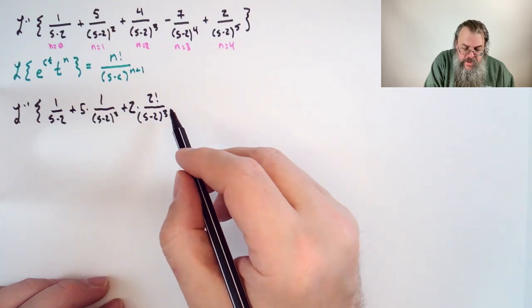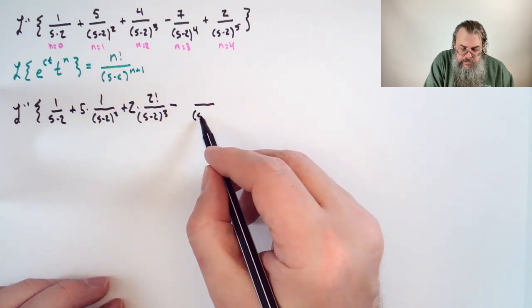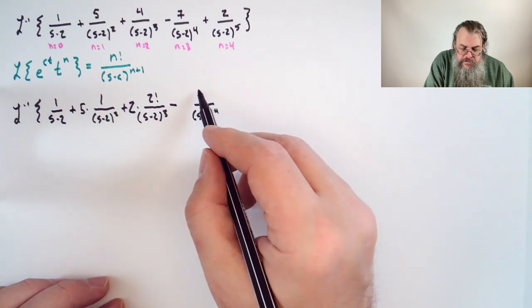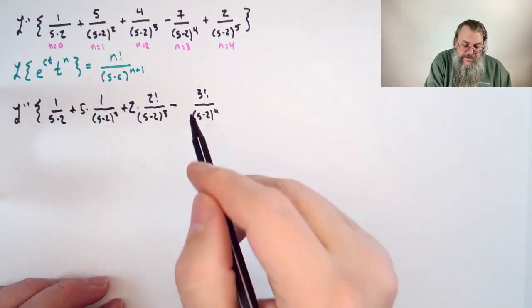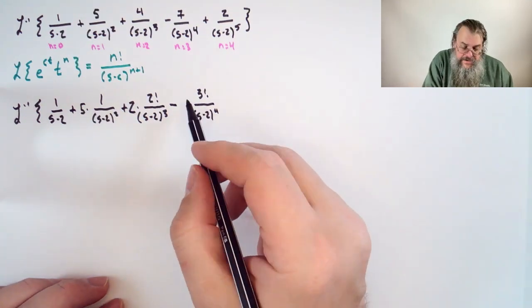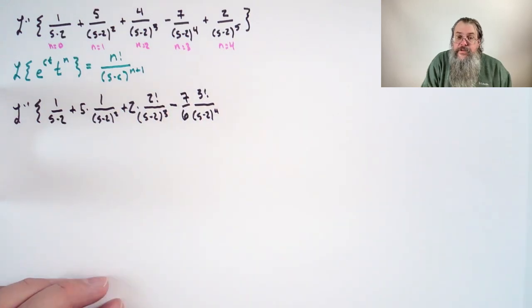Okay. Then minus, here we're going to have an s minus 2 to the 4th. Upstairs we want a 3 factorial. Okay, what should be in front? Well, we have to account for the 7, and then 3 factorial is 6. So we divide 7 over 6.